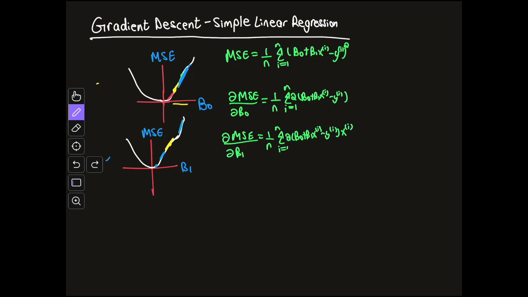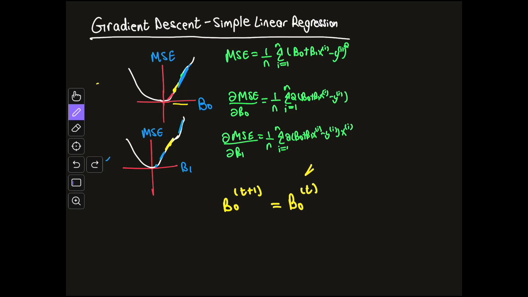So we can define this jump by writing beta naught, I'll write t plus 1. What we mean by this is the next value of beta naught. For whatever it was before, it was beta naught t, like this. So this is beta naught t. This is the previous value. This is the updated new value.